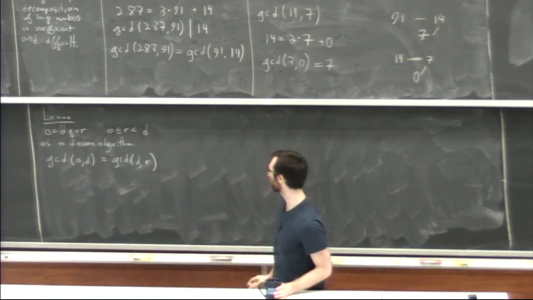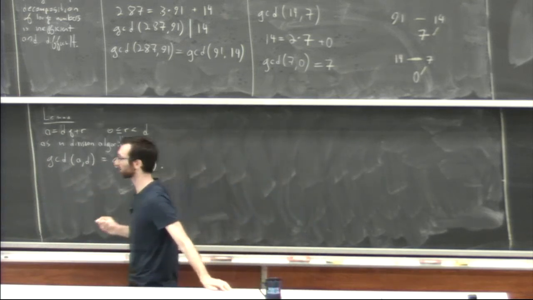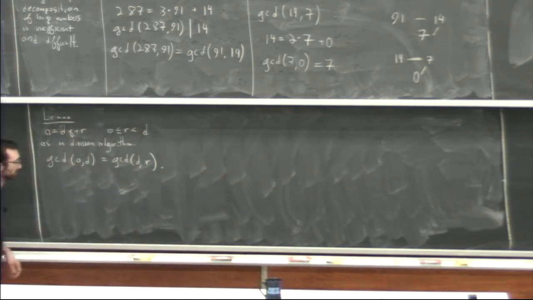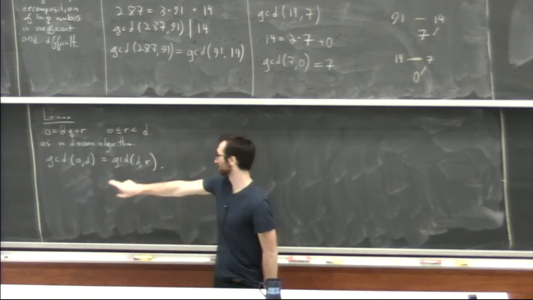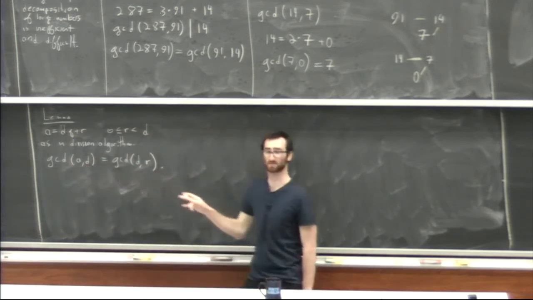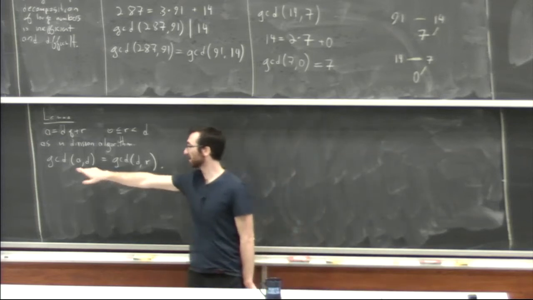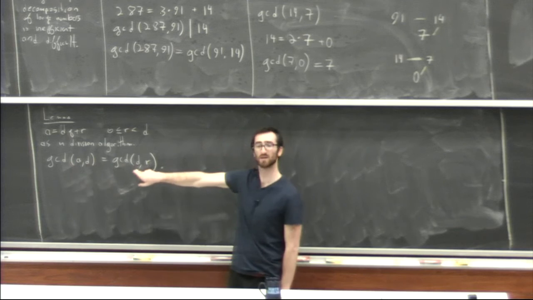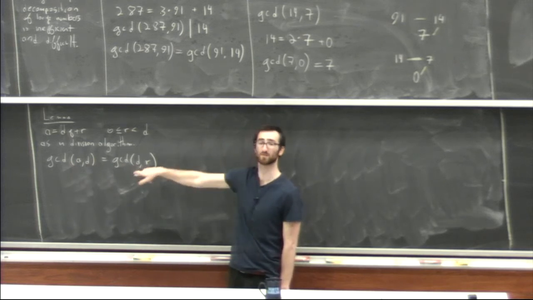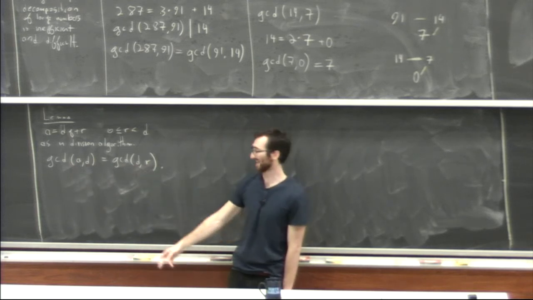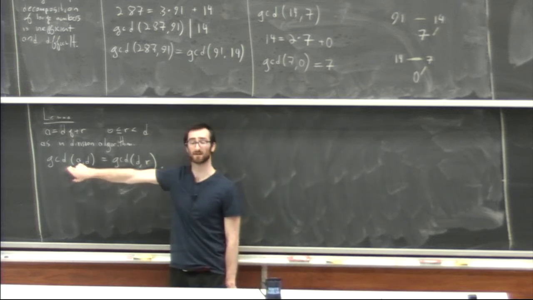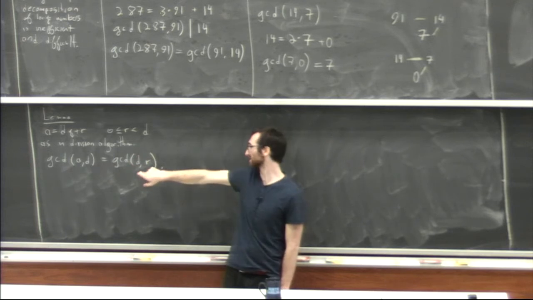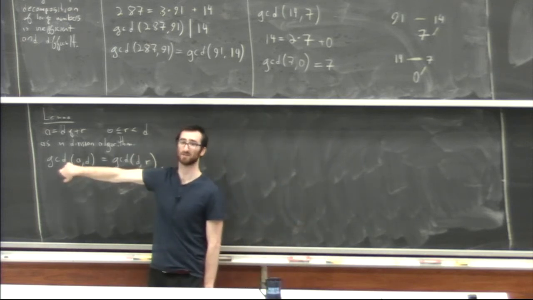So the way that we're going to show this, remember, by definition, the GCD is the largest number that divides both of the arguments. So to show that the greatest possible number that divides both of these arguments is the same as the greatest possible number that divides both these arguments, what we're going to show is that any number that divides this number, and any number that divides this number, divides this number.